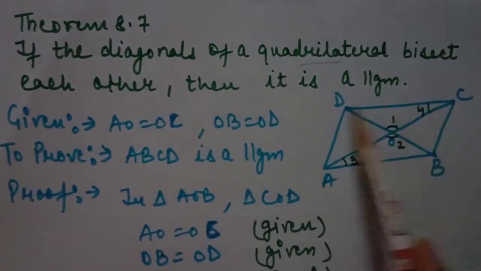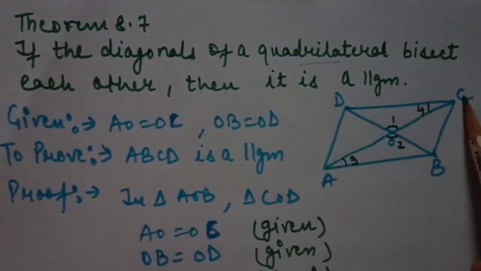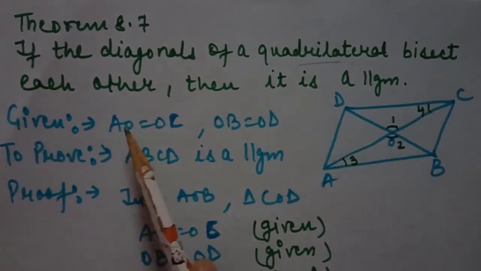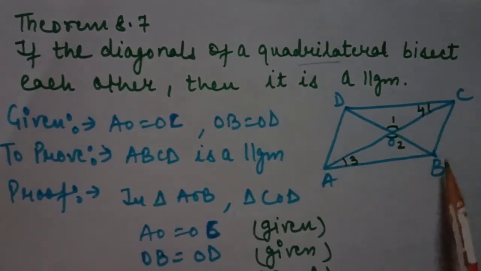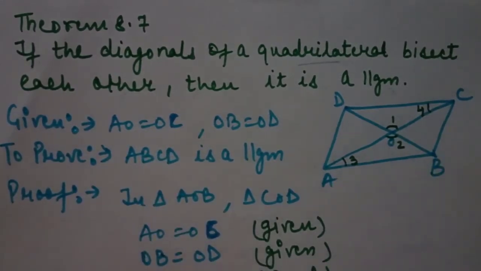So first of all, we will draw a quadrilateral and draw both diagonals also. They cut each other at point O. What is given to us? Given is AO is equal to OC, and BO is equal to OD. It is the converse of your previous theorem, theorem 8.6. These two pairs are equal to each other. It is given to us. To prove: ABCD is a parallelogram.